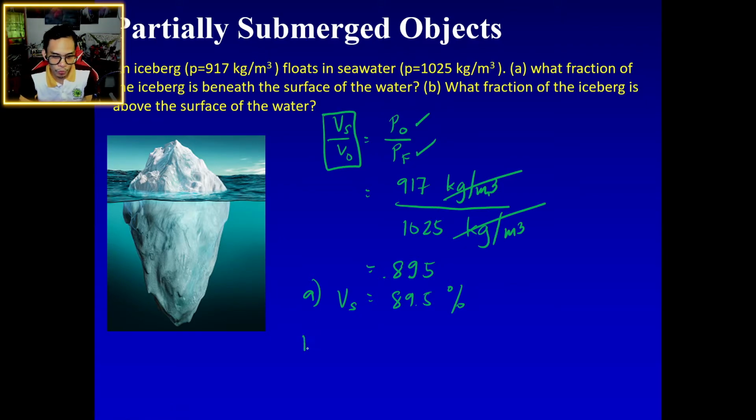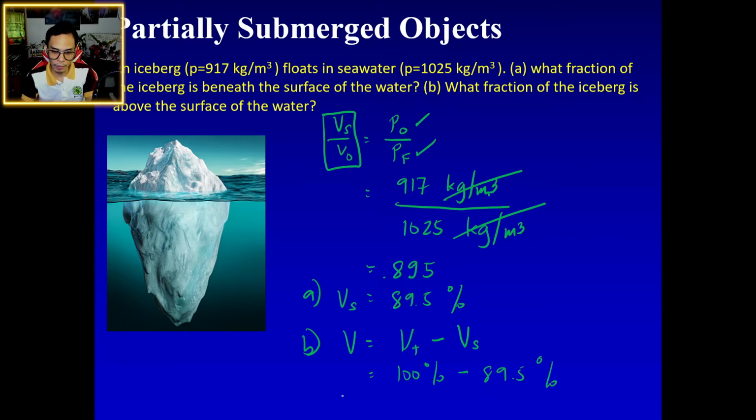Now, how do we compute letter B? In order to compute the volume on the surface of the water, the volume of the iceberg on the surface, we need to subtract. So total volume minus the volume submerged. What is the total volume? That is 100%, minus 89.5%.